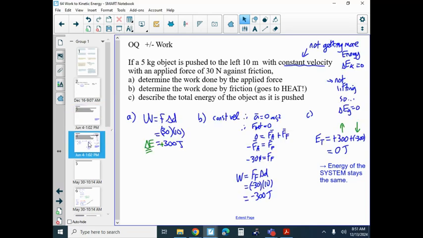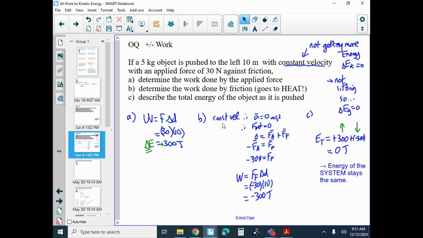So let's look at that. Since it has constant velocity, we're not getting any extra kinetic energy. Since we're not lifting it, it's not getting any gravitational potential energy. And so the work done is obviously the applied force of 30 newtons times the 10. So it's doing 300 joules of work on the system.